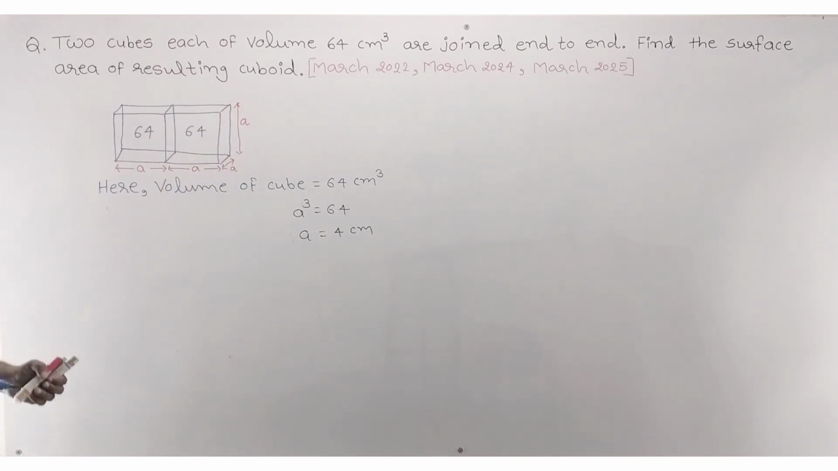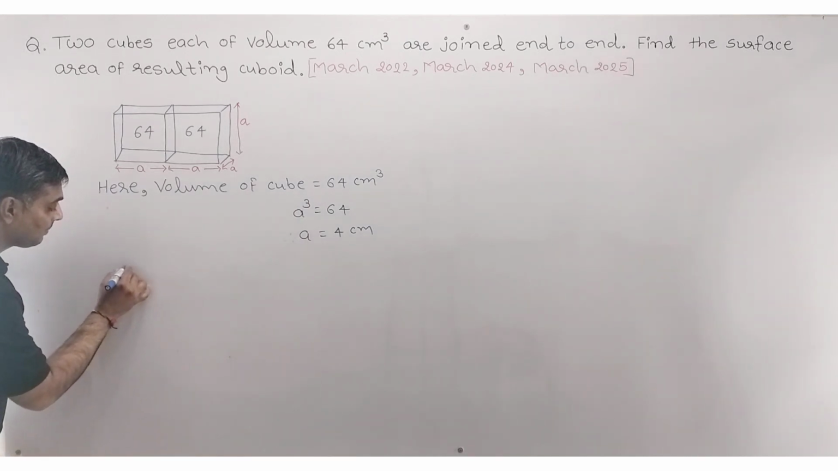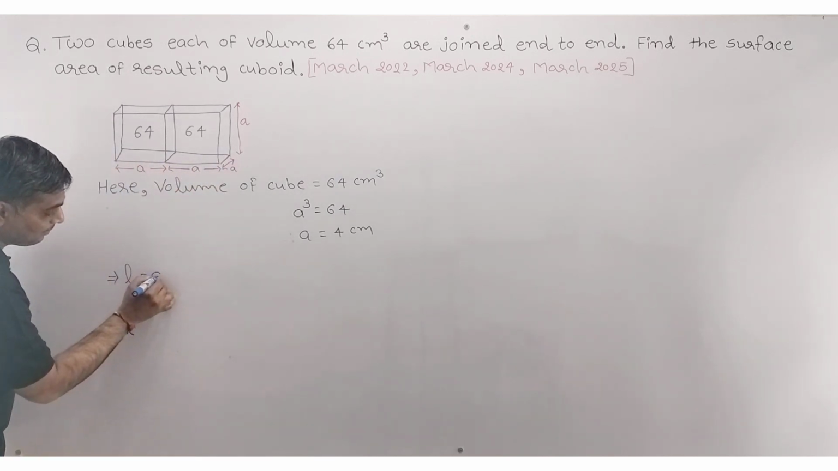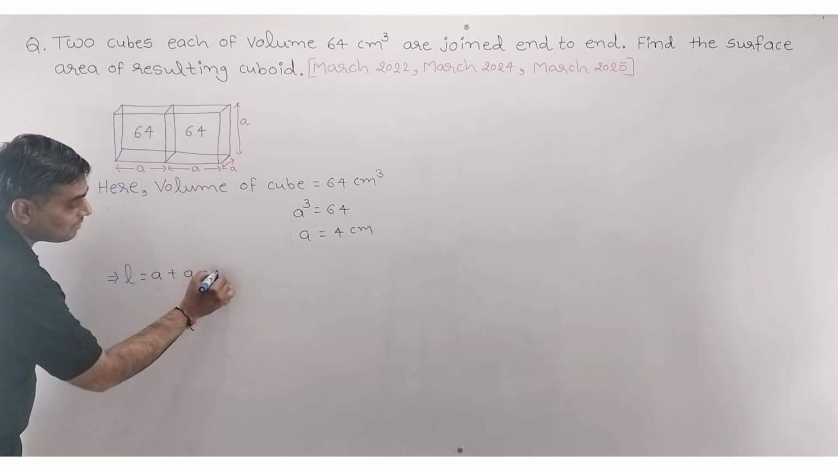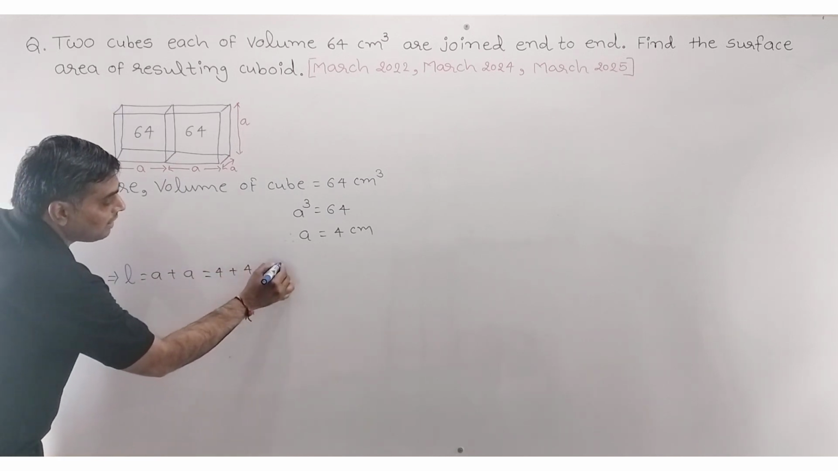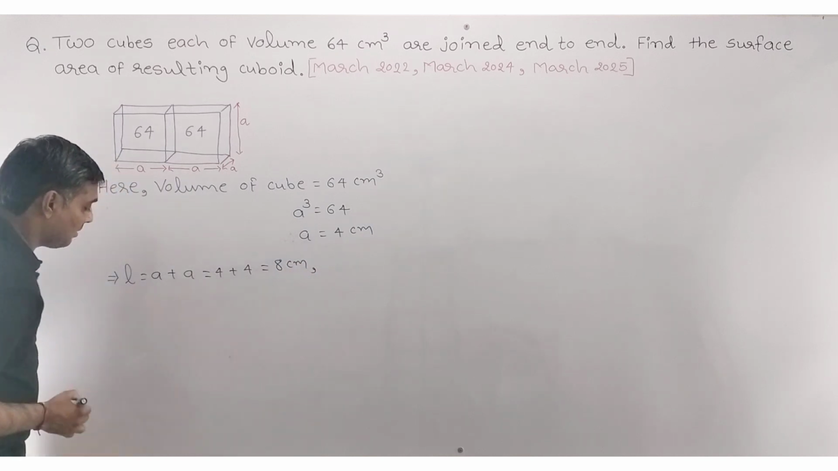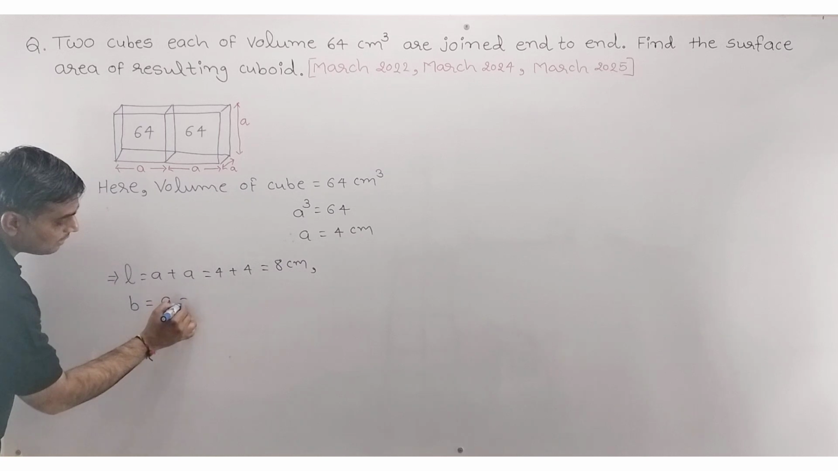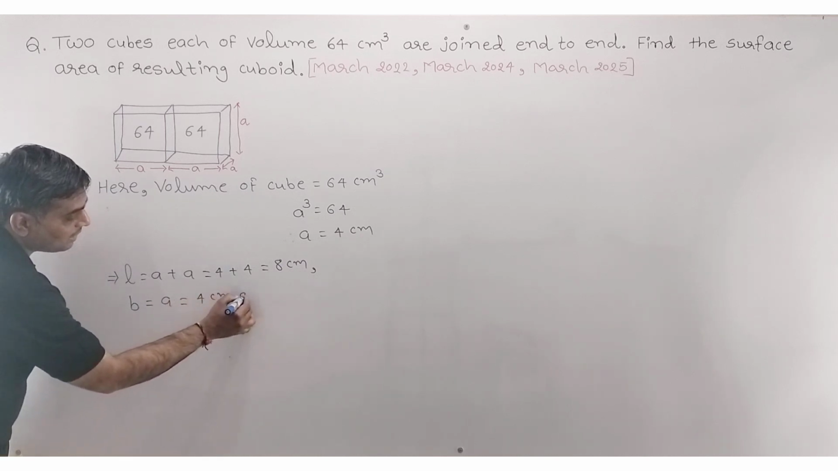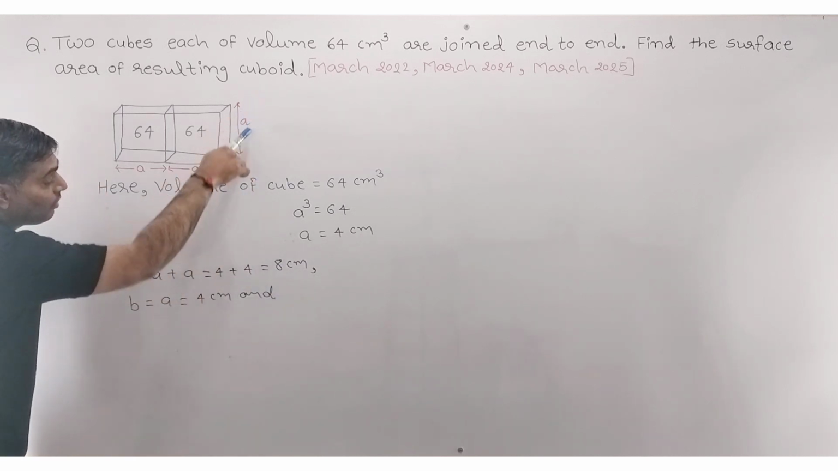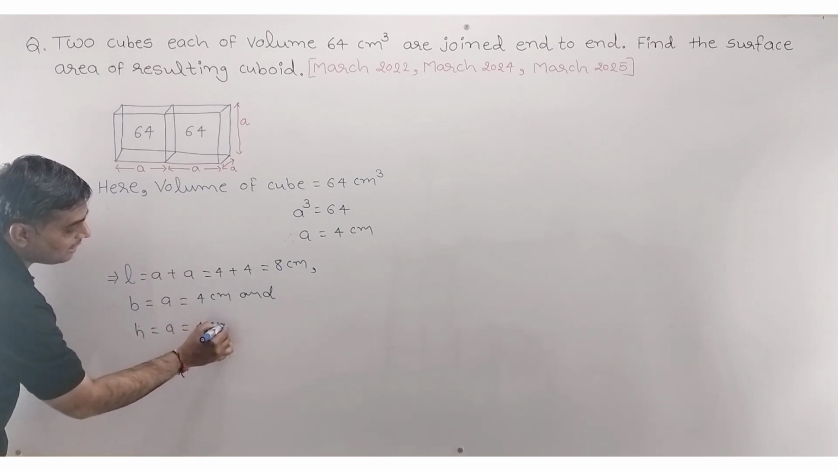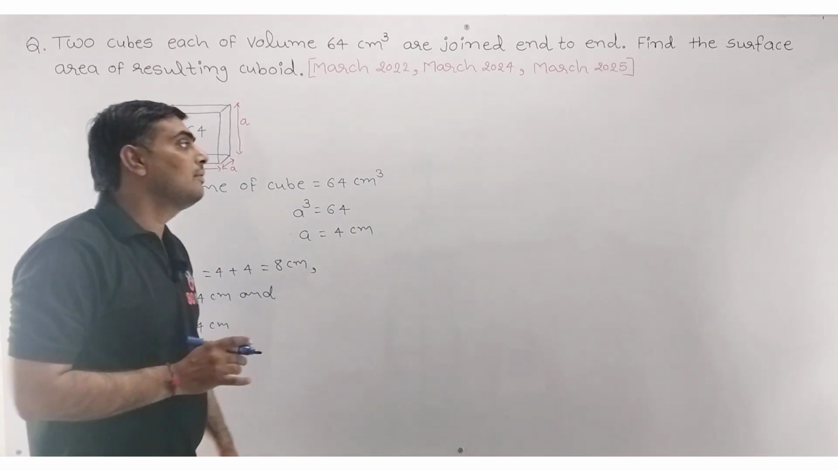So for that we need the dimensions of the cuboid. We start with length, breadth and height. Length of the cuboid: total length is a plus a, means 2 times a, which is 4 plus 4. Total length of the cuboid is 8 centimeter. Width is equal to a, which is 4 centimeter, and the height of the cuboid is equivalent to the cube, which is a, 4 centimeter. Here length, breadth and height are 8, 4 and 4.